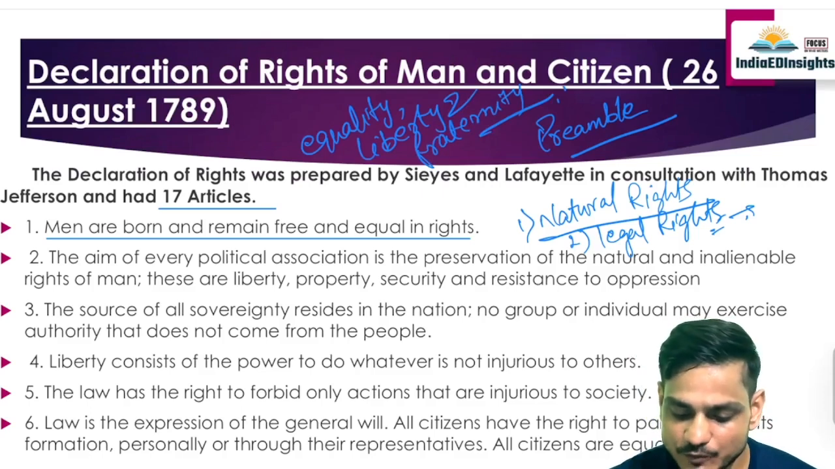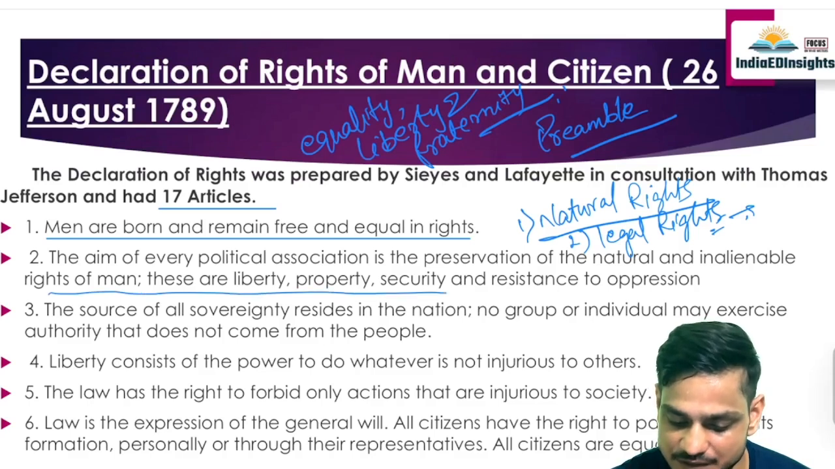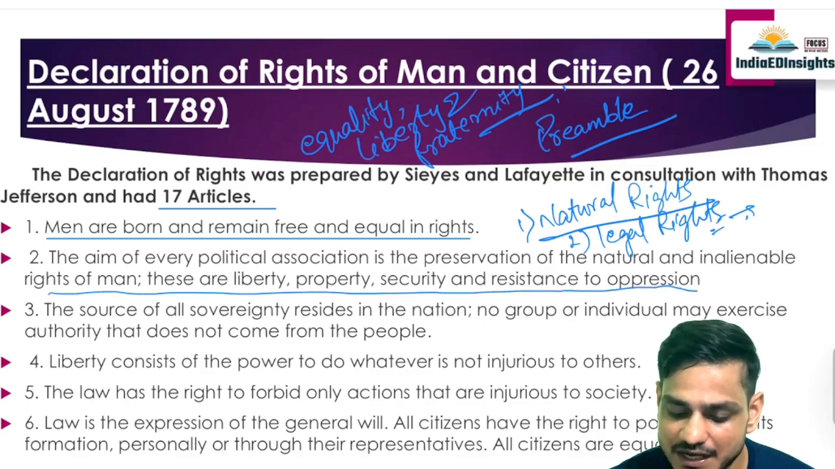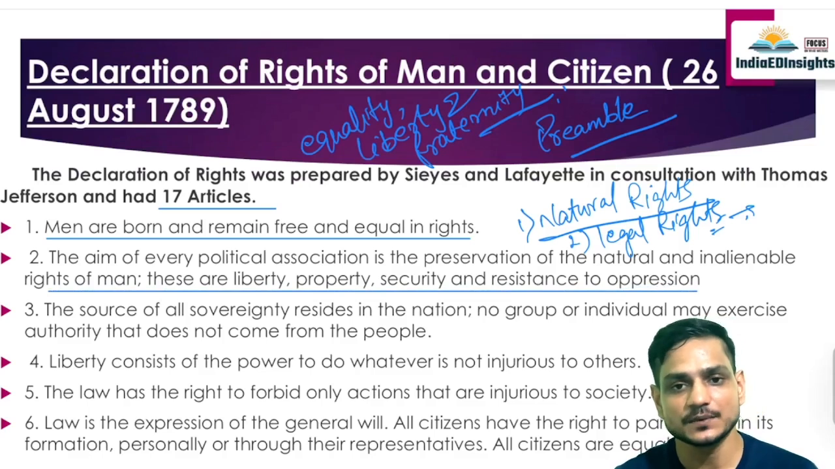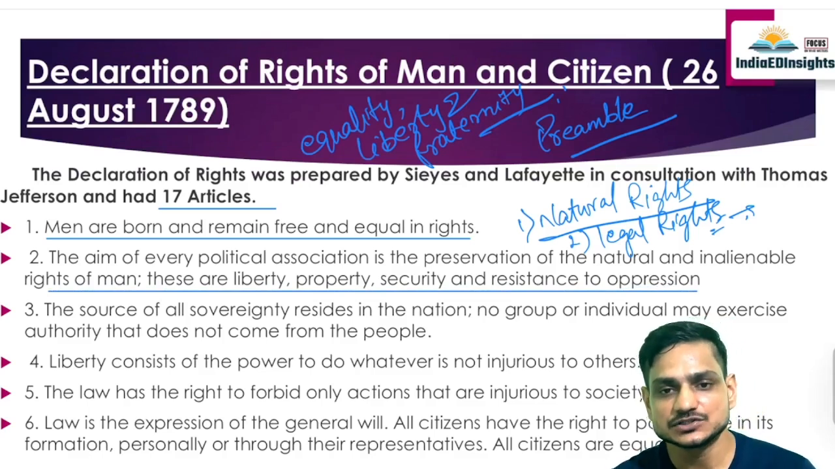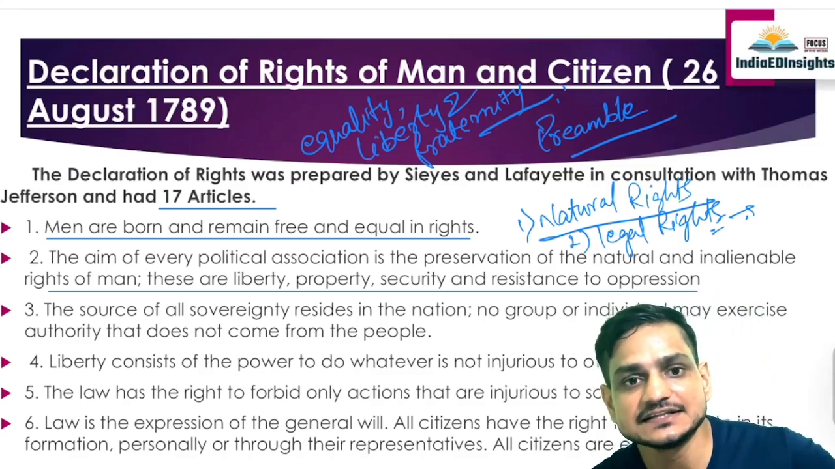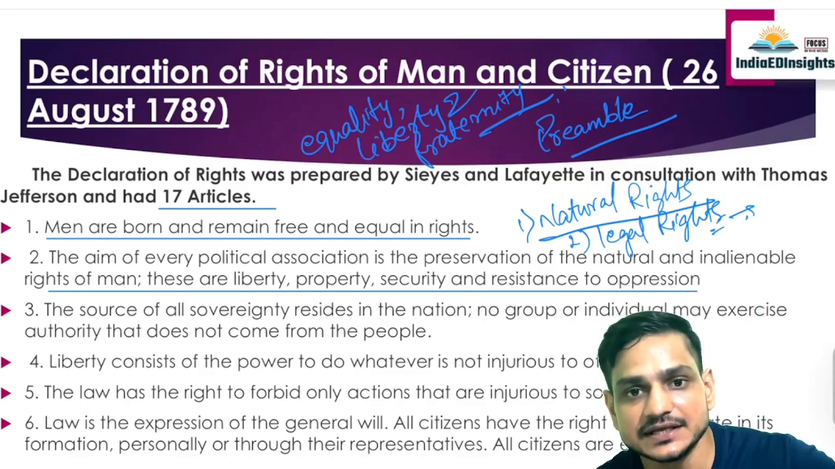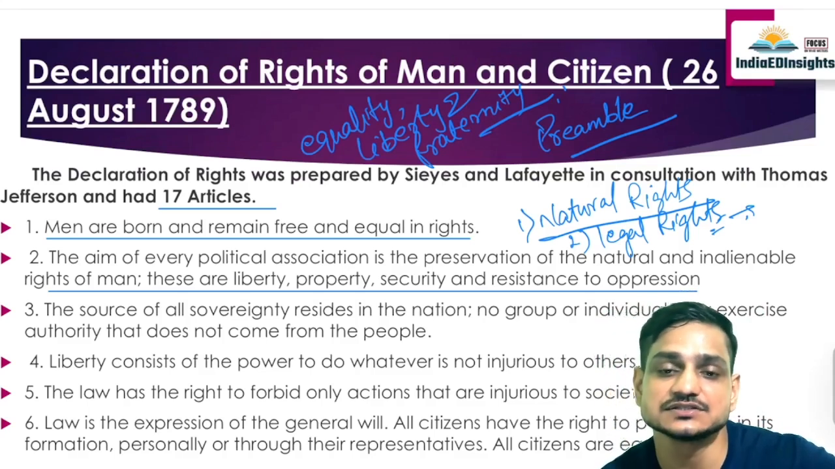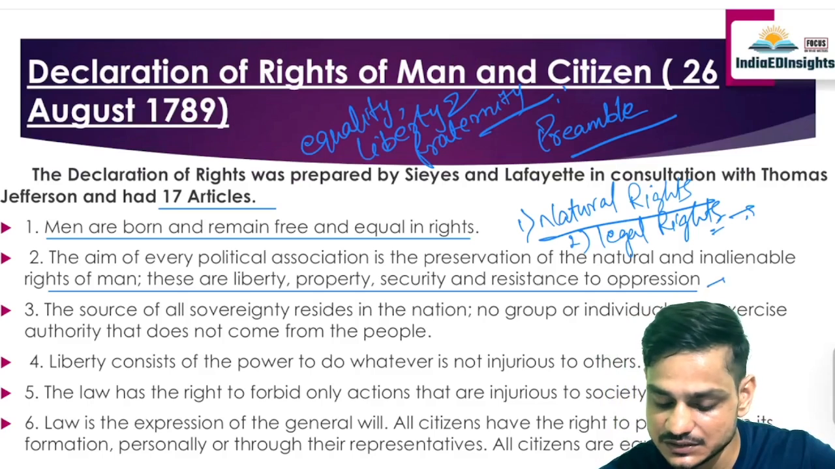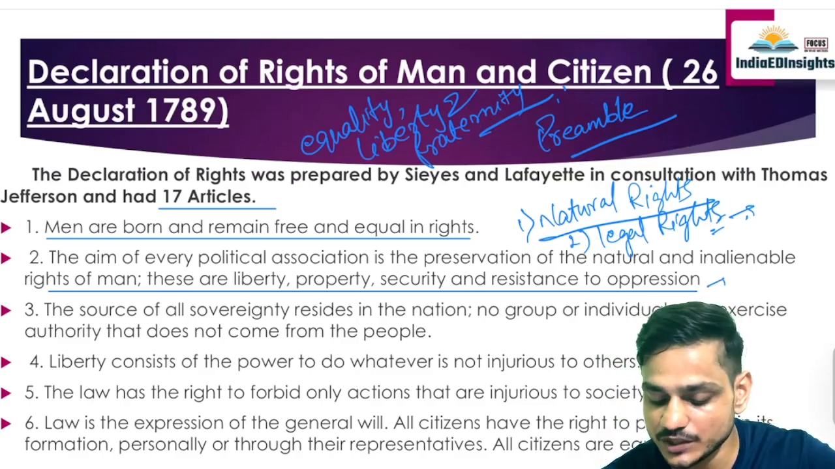The aim of every political association is the preservation of the natural and inalienable rights of man. These are liberty, property, security, and resistance to oppression. The aim of political association means the government which came to power has to aim to provide these rights to all men: liberty, equality, property, security. So in this they are mainly talking about the social contract theory of Rousseau.